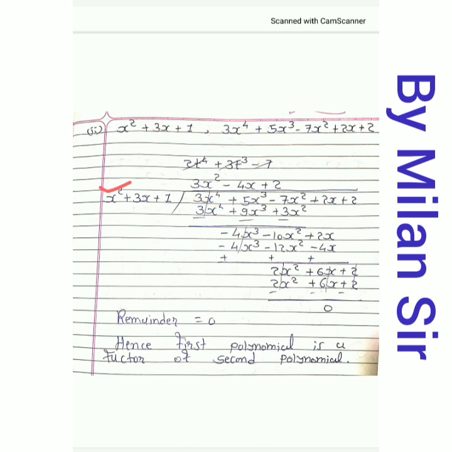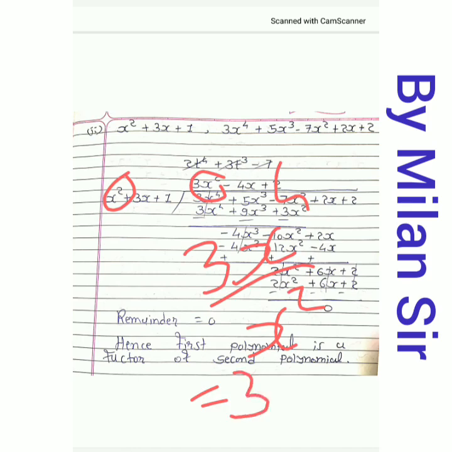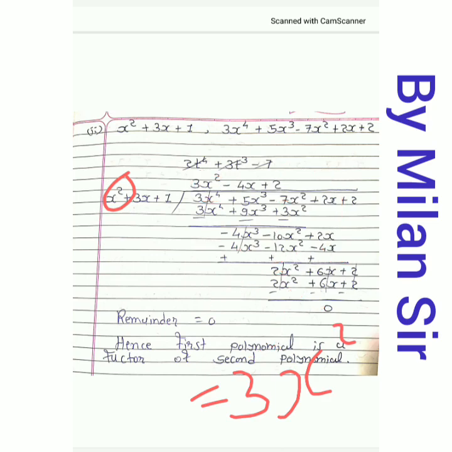Okay, then start the division process. The first term 3x raised to 4 divided by x square, 3 as it is, x raised to 4 divided by x raised to 2, that means subtraction. We need to do subtraction in the exponent. So x raised to 4 minus 2 is 2. So my answer is 3x square, that I need to write here in the answer.